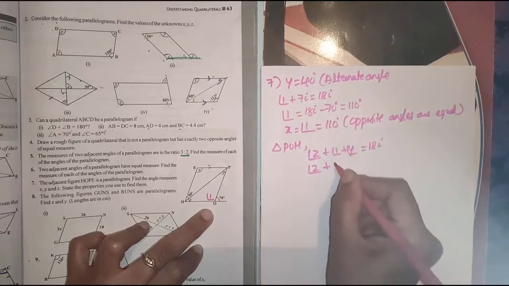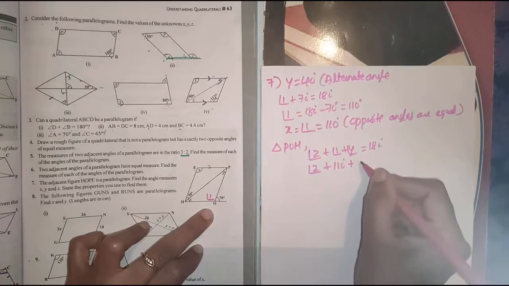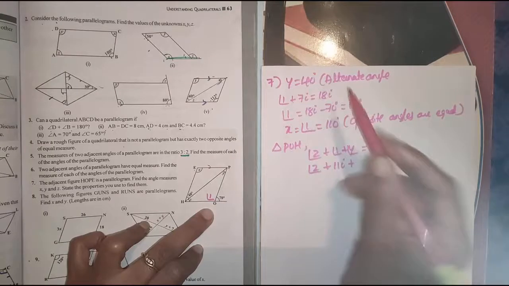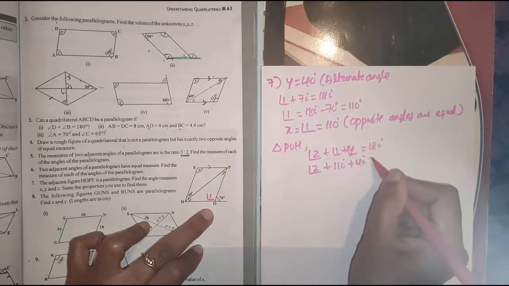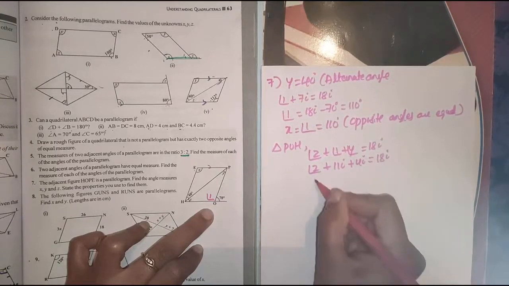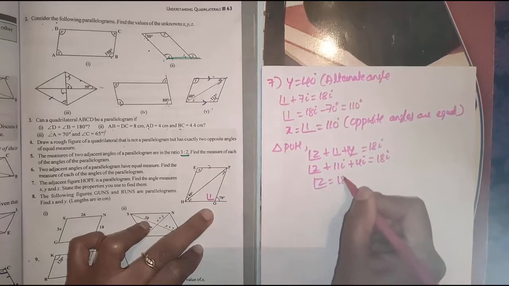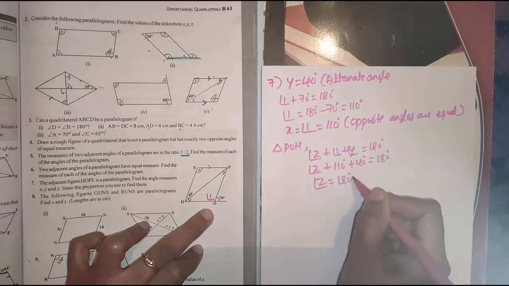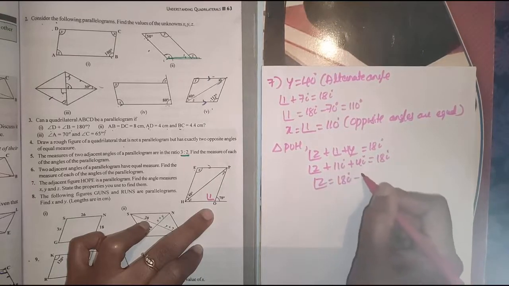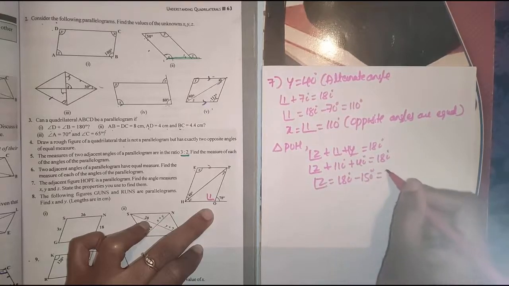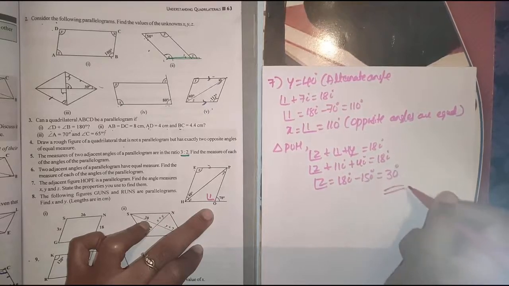Angle 1 is 110, and angle y is 40 degrees, so the sum equals 180. Then angle z is equal to 180 minus the sum of 110 plus 40, which is 150. So 180 minus 150 degrees equals 30 degrees. So angle z is 30.